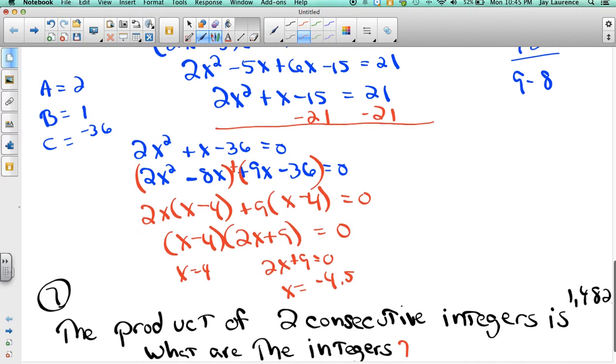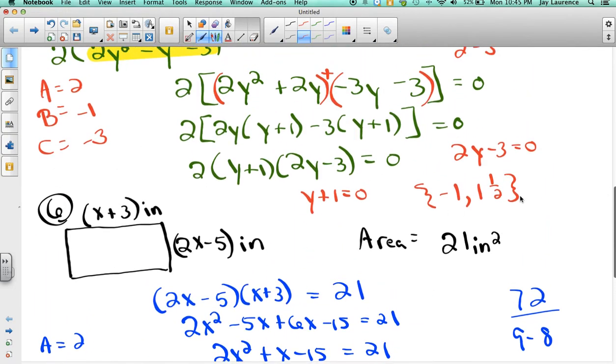Now I know with negative 4.5, if I put it in, sorry, can't get it to stop, it's like out of control.